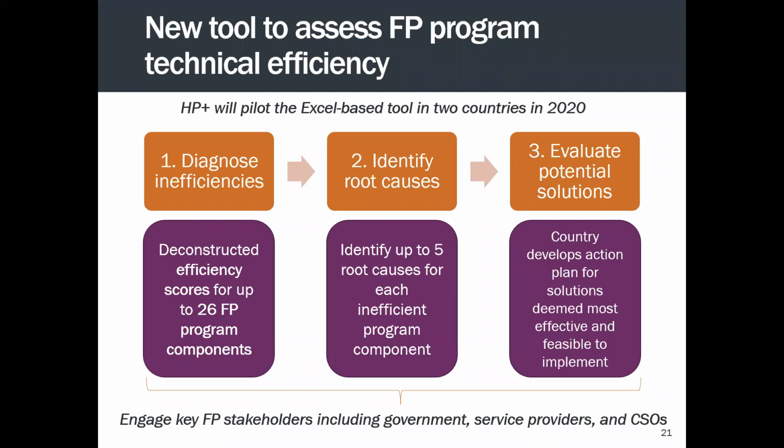And the entire process involves significant engagement with and validation from key family planning stakeholders in country, including the government, donors, service providers, and civil society. And after applying the tool, the family planning program develops an action plan for implementing feasible solutions for technical inefficiency. And HP Plus will provide further technical assistance to monitor implementation of this plan. And we will pilot this new tool in 2 countries this year and make adjustments to the tool based on the pilots and then publish it for anyone to use going forward.